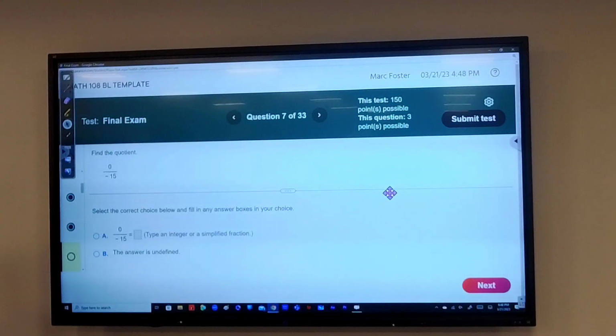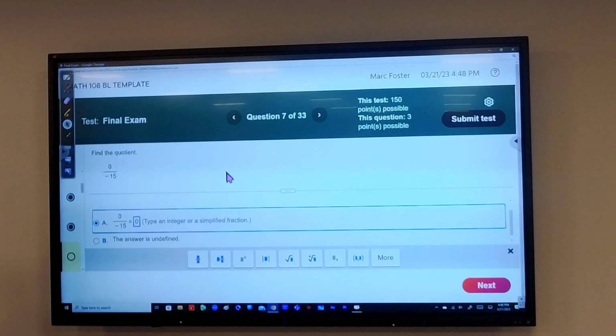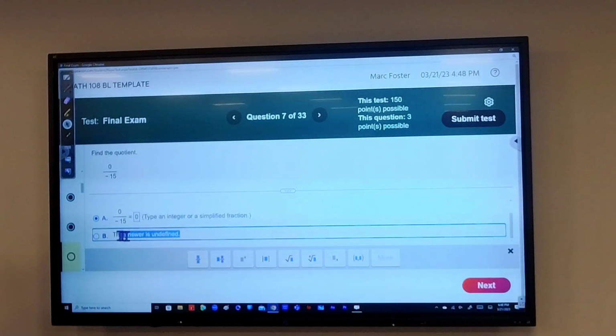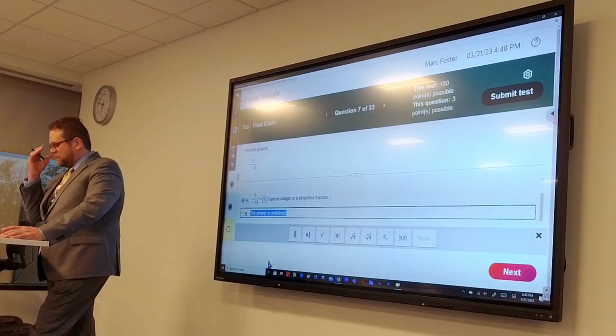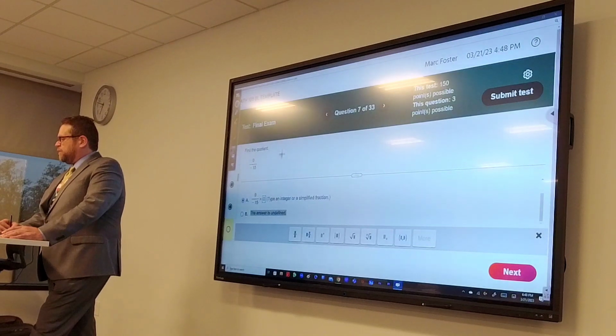Find the quotient. 0. How do I know it's not undefined? Why is this here as a choice? What are they getting at? What are they trying to stump me about? The 0 is not in the denominator. Right. If it was a minus 15 over 0, then this would be undefined.